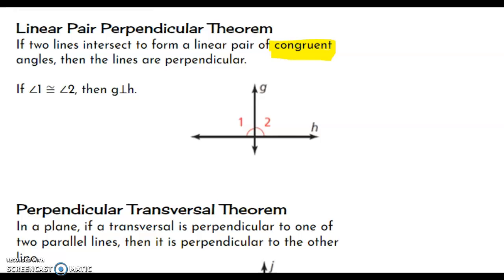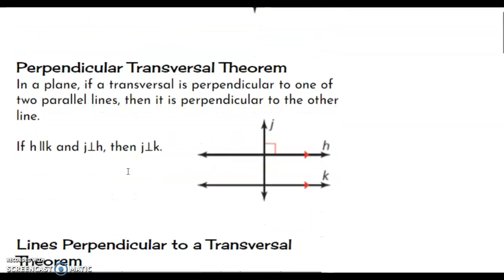So basically, if you look at the picture, we have two lines that intersect. And angle 1 and angle 2 are a linear pair, and you can see the markings. They show that they are congruent. So if angle 1 is congruent to angle 2, then that's enough to conclude that line G is perpendicular to line H. And this symbol right here means perpendicular. All right, so let's look at the next one.